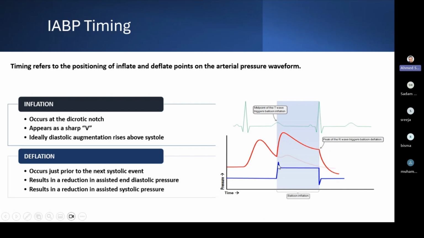The intra-aortic balloon will start the inflation, and once it starts the inflation, it will reach a plateau till it reaches the deflation point, which is the peak of the R wave. And after that, the balloon will start the deflation, and you will have the deflation.